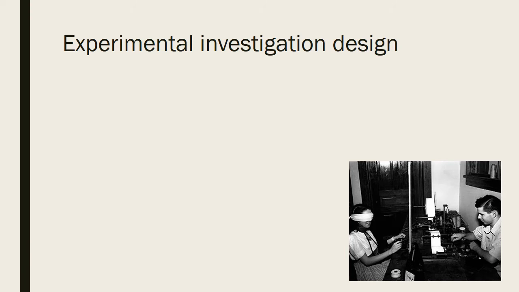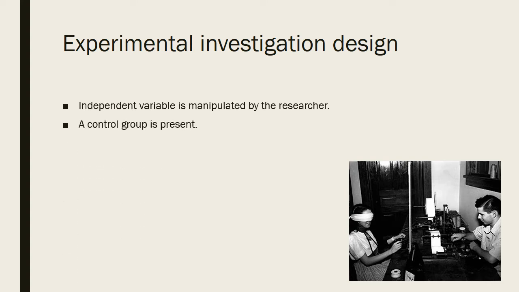The experimental investigation design is used to test whether one variable or factor, the independent variable, influences or causes a change in another variable, the dependent variable. This independent variable is manipulated by the researcher. The presence of a control group, which is where the independent variable is either zero or absent, allows the researcher to establish causation. In other words, they can establish that it's the independent variable that is responsible for the change observed in the dependent variable.